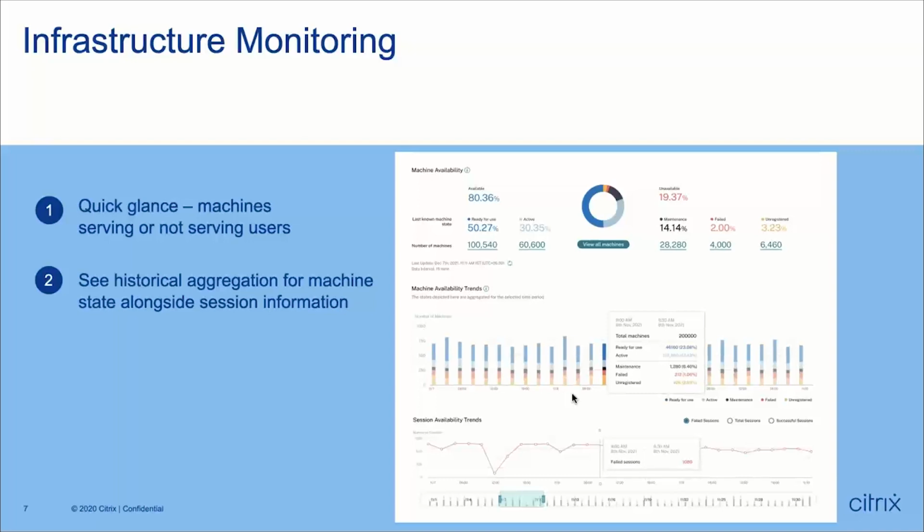And more importantly, as you can see, we show the number of machines available with your session information, so you can quickly gauge if capacity is getting overrun. If you're seeing that machine usage is plateaued or peaking, and still you're seeing session failures, probably you need to add a few more machines to the pool, or vice versa.